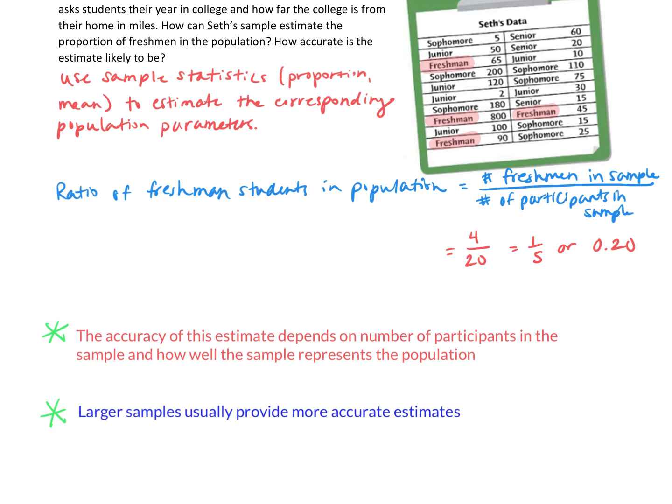Okay, last final thought on this example. What did we just do? We used statistics from a sample. That's what this is: our number of freshmen in the sample divided by the number of participants in the sample. And we're using that to estimate a population parameter. We're saying, well, if we had 20% freshmen in our sample, we can estimate we would have 20% freshmen in the population. And then we just want to keep in mind these two key points down here.